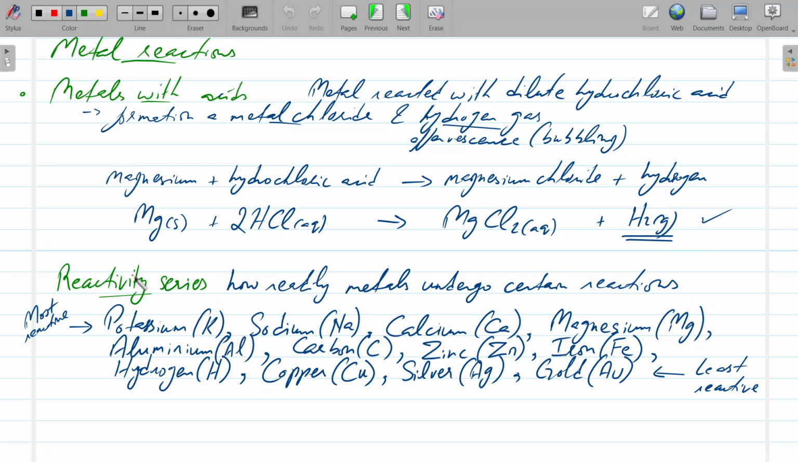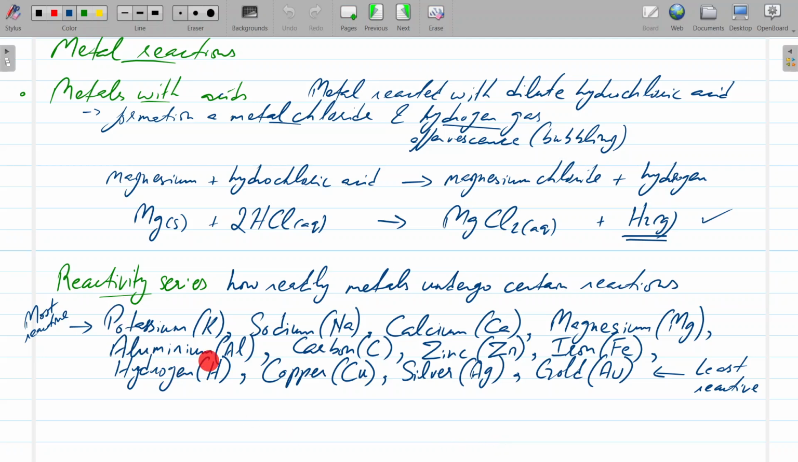And this brings us to a reactivity series. How readily do metals undergo chemical reactions? Not all of them react the same way, as we saw. Sodium, iron and gold reacting with air or water, their reactivity is different. So there's a list of elements called the reactivity series, starting from the most reactive, going down to the least reactive. You're starting with potassium, then sodium, calcium, magnesium, aluminium, carbon, zinc, iron, hydrogen, copper, silver, and gold.